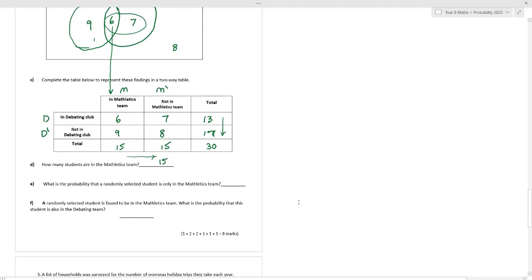What is the probability that a randomly selected student is only in the Mathletics team? Yeah, so they're in the Mathletics team, but it's 9. 9 are in the Mathletics team only. 9 out of how many? 9 out of 30. Okay, so we've still got 30 students. 9 out of 30. Let's divide by 3 though, because we know that 3 goes into 9 and 3 goes into 30. That's going to be 3/10.